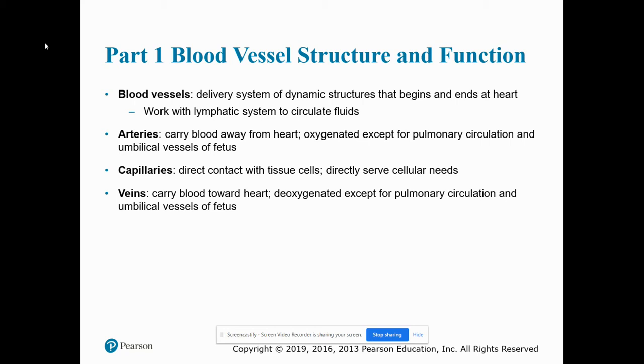Then we have capillaries, and these are in direct contact with the cells. What they do is deliver the oxygen and the nutrients; they're directly serving cellular needs. And then we have veins, which are going to carry blood back toward the heart. Typically it's going to be carrying deoxygenated blood, except for pulmonary circulation and the umbilical vessels of the fetus.